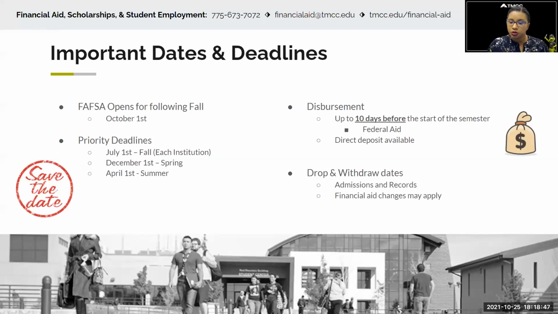And then drop and withdraw dates are really important to pay attention to as well, because if you drop a class, it's going to have a different impact on your financial aid package than it will if you withdraw from a class. So you always want to talk to admissions and records about the different dates between those two, and talk to your financial aid office about the different changes in your aid that will happen depending on which one you go with.